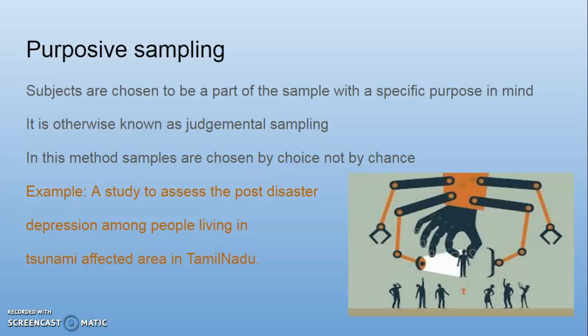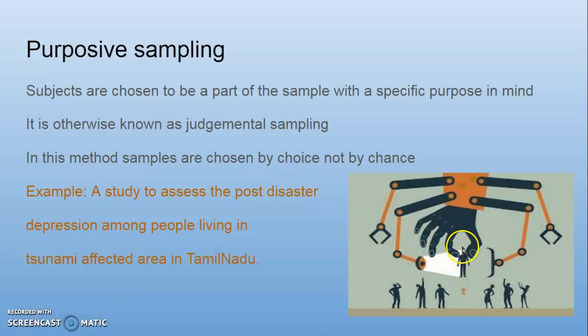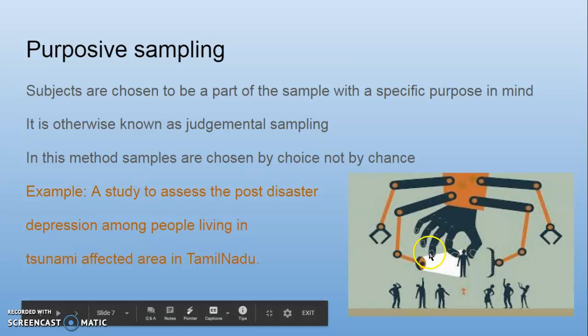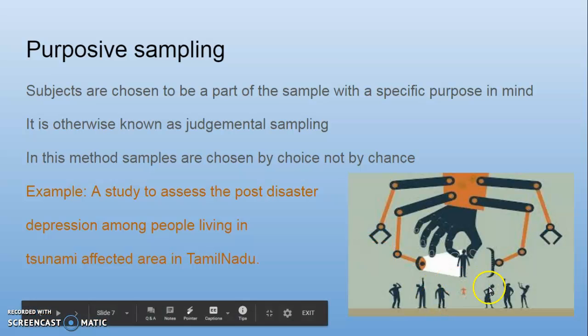Subjects are chosen to be a part of the sample with a specific purpose in mind. From the word you can understand samples are chosen purposively. So it is otherwise called judgmental. Here in this picture you can see the researcher picks somebody who he knows perfectly, who fits his research. In this method, samples are chosen by choice, not by chance. So the others have been left without a chance and he has selected only one person.